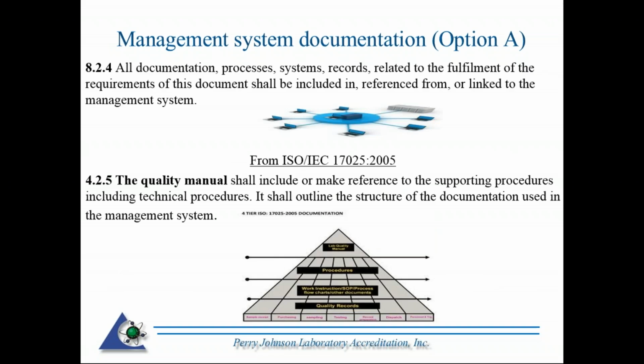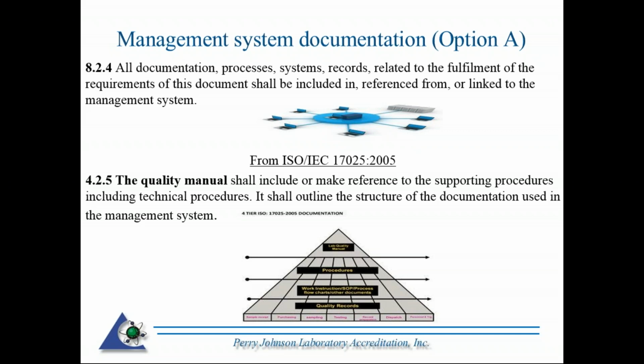Okay, continuing with the requirements of the 2017 standard, 8.2.4 states all documents, processes, systems, records related to the fulfillment of the requirements of this document shall be included in, referenced from, or linked to the management system. Hence, this is much more in tune with today's electronic age, where we have laboratory information systems that are networked and linked together.